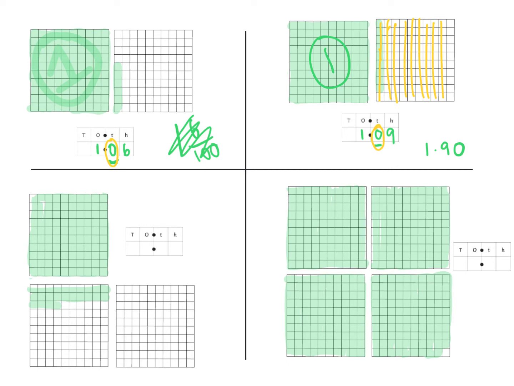Okie doke. The next one, we have 1 whole, 2 tenths, we got some tenths, and then we have 4 hundredths. So I'd write that as 1 whole, and then we have our parts of the whole.